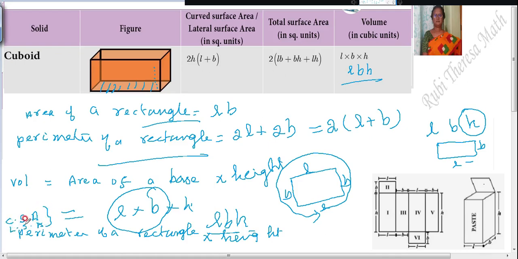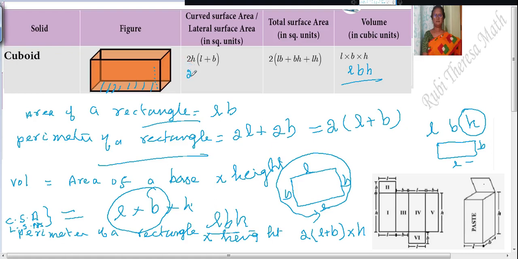For CSA and LSA, to remember them, first you should know the perimeter of the base. What is the shape here? Rectangle. What is the perimeter of the rectangle? 2 into (L plus B). You have to multiply this with height. So 2h into (L plus B).